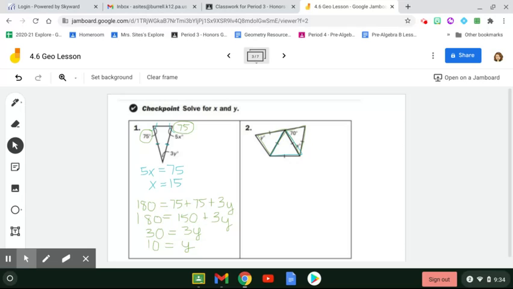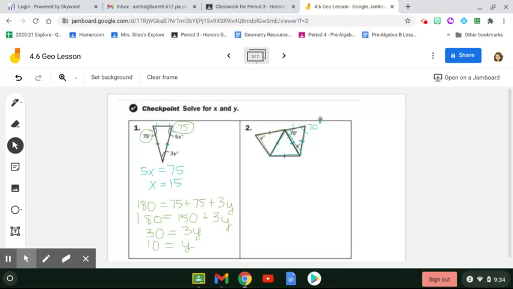So I'm going to actually get my answer for x first. Right now I know that in this triangle on the right-hand side, these two side lengths are equal to one another by the base angles theorem. That also means that these base angles have to be congruent with one another. So I know this angle also has to be 70 degrees.